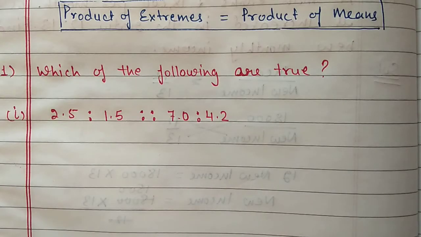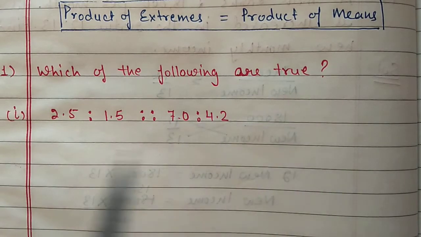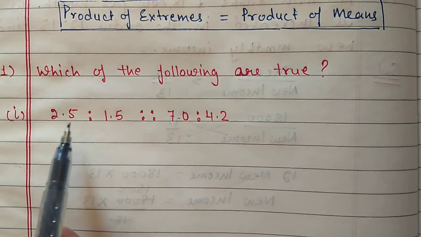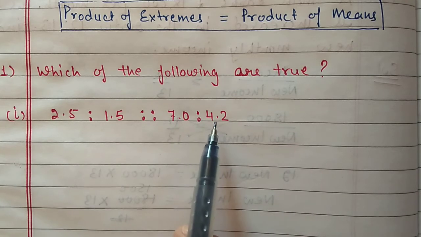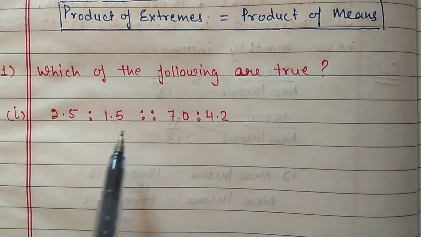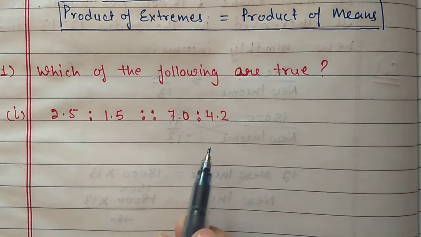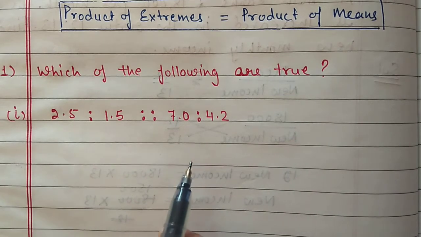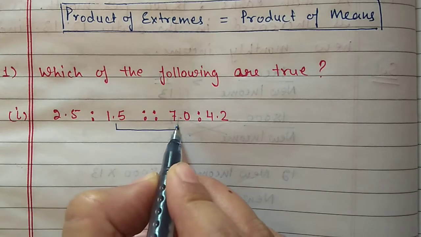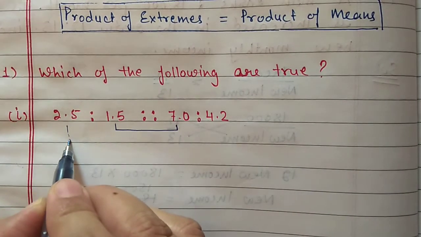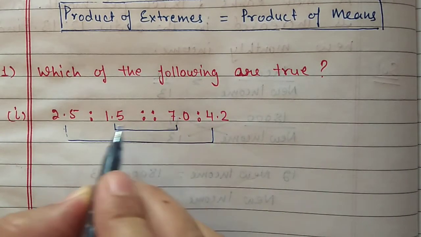Now we will start exercise 6.2, question number 1. Which of the following statements are true? So here first, 2.5 ratio 1.5 is equal to 7.0 ratio 4.2. So these four numbers are given in proportion. We have to check whether these are correct or not. So for that we will use the same formula, product of extremes and product of means we will find out. If it comes equal, then it is true, otherwise it will be false. So these last two are extremes, these two are means.